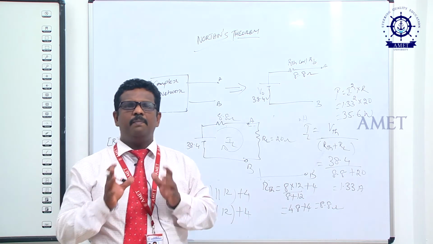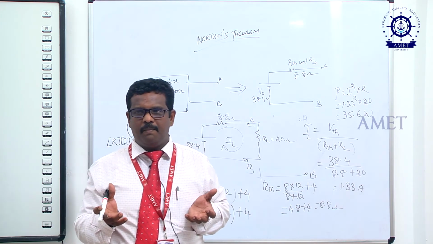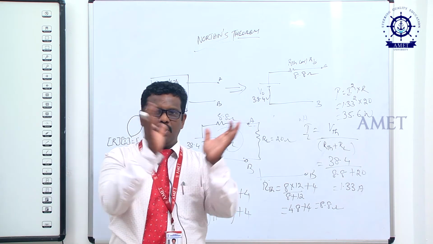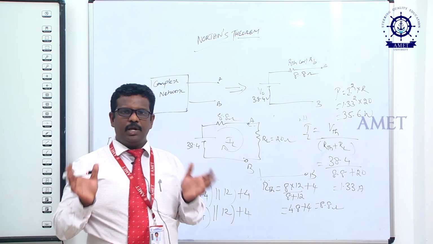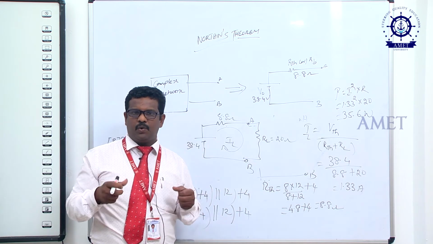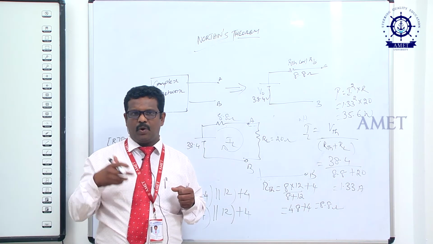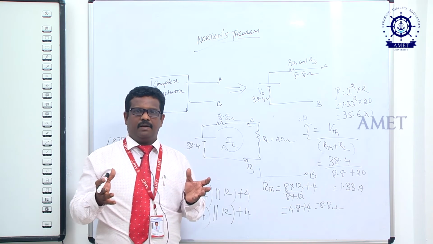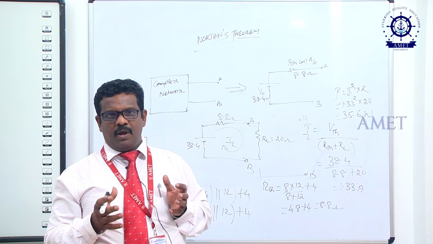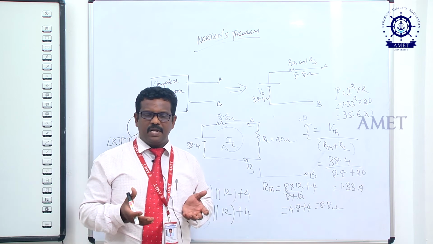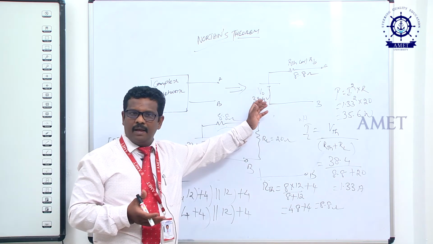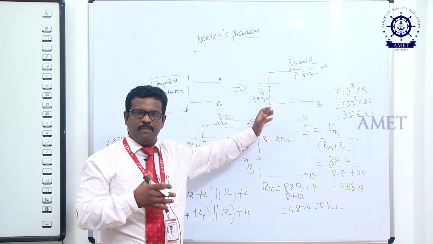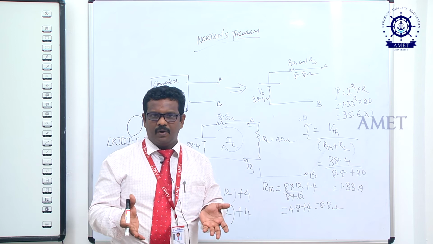Any complex network. What do you mean by complex? Many branches, many networks, small loops, right? That consists of lumped networks, and active or passive elements are connected. That you call a complex network. To avoid the tedious calculations, we apply the theorem called Norton's theorem. The same one we are going to apply.